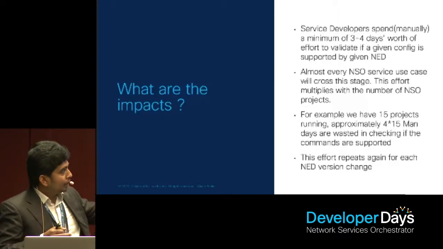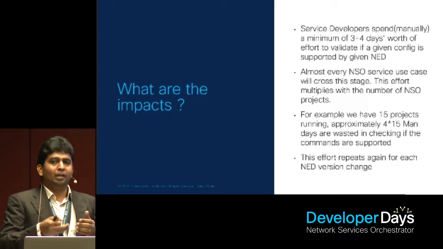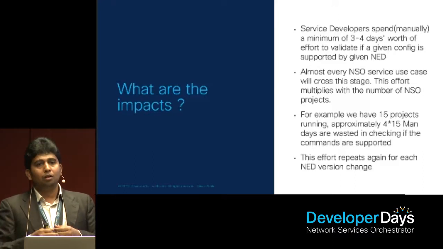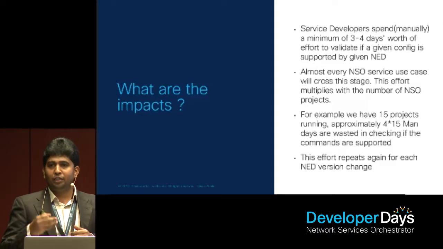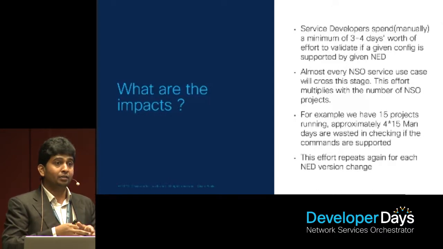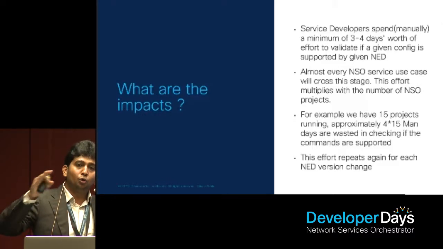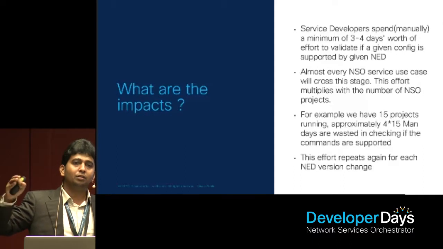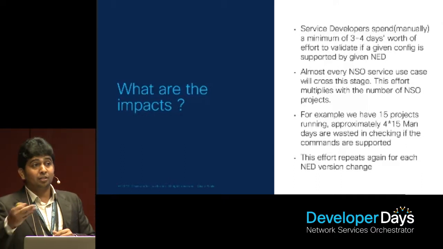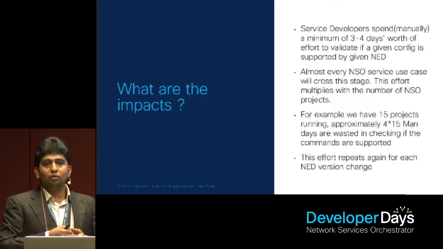Say there is an example of 15 projects running in parallel, or it could be sequential, based on the team. If the team is larger, you would pick up multiple use cases and automate in parallel. If you have a smaller team, you'll pick them one by one. Either way, you have to spend effort to validate whether the configurations are supported. Only if they are supported can you go ahead, develop your complete service, and deploy it. If it is not supported, you will have to reach out to the BU to get it added to the YANG, and then you can continue. So generally it takes 3 to 4 days of effort.